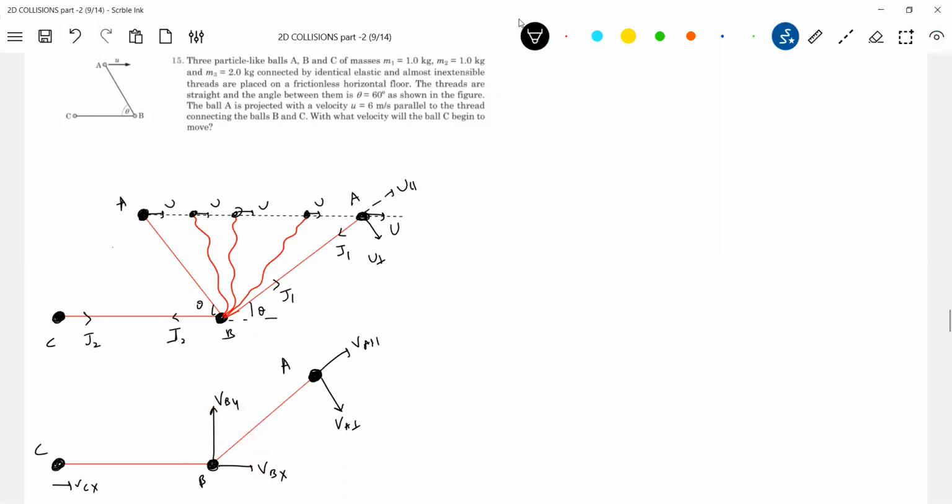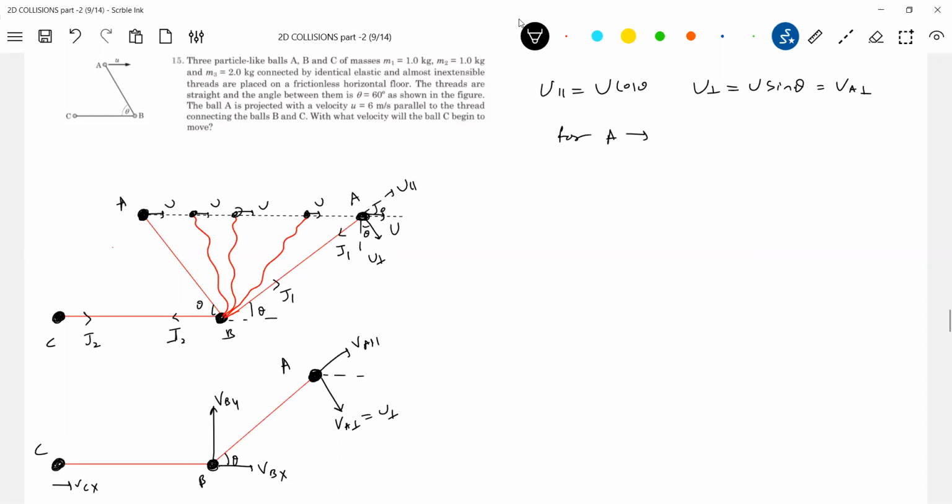Okay, let's get into writing the impulse momentum equation. Then VA perpendicular must be equal to U perpendicular. So this is theta, this is theta, this is theta. What is U perpendicular? U perpendicular should be U sin theta. U parallel should be U cos theta. And VA perpendicular should be equal to U perpendicular. Okay, write the impulse momentum equation on particle A.